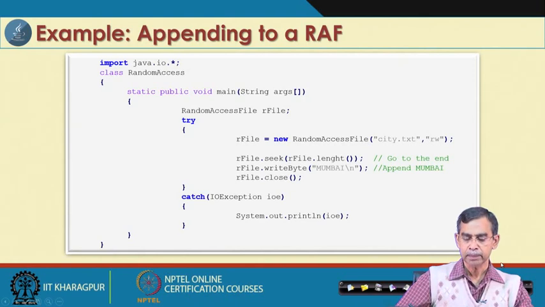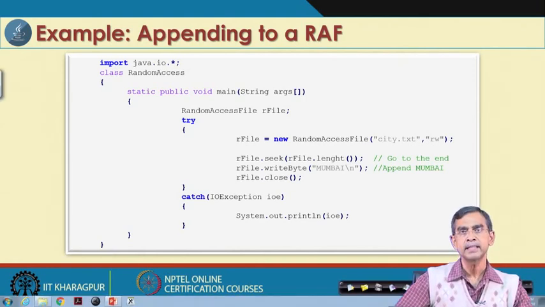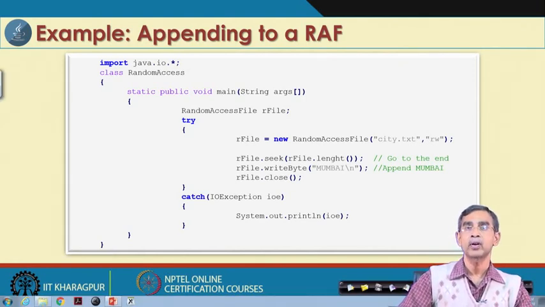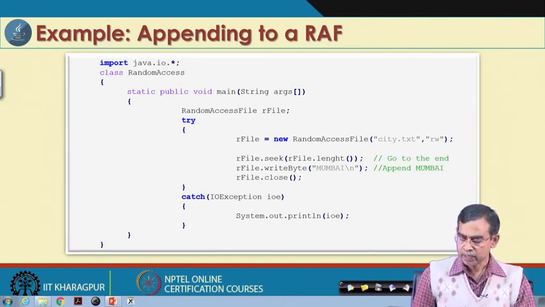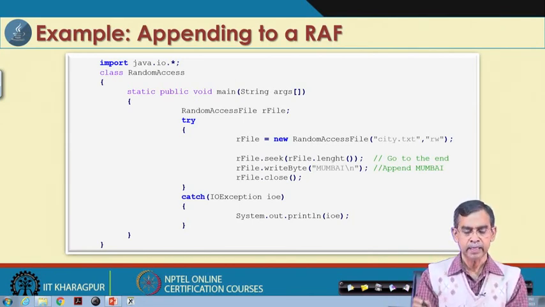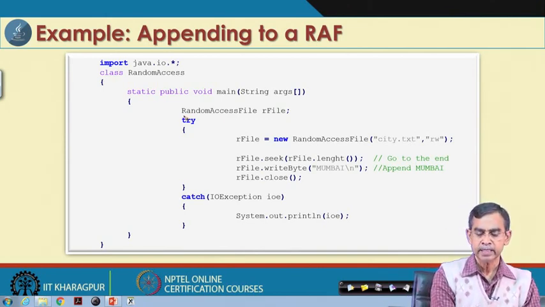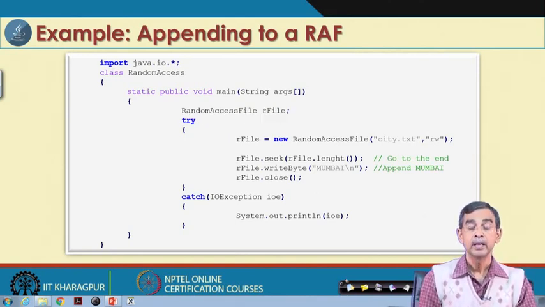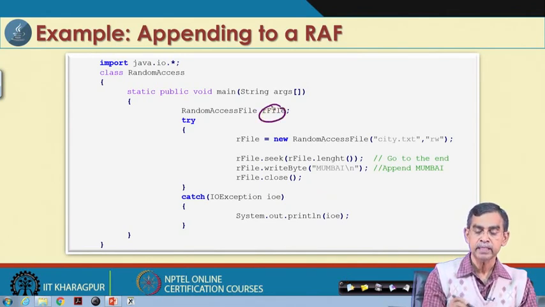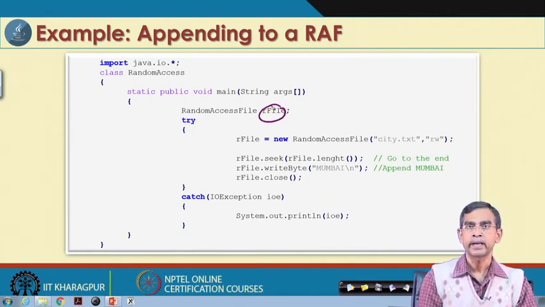And here is another example that you can see. It is just an example that it can also be used as a byte stream mechanism, and let us see the program here. Again I am creating one object, R file, of the type random access file in this program, and R file is the object to be operated using the random access file concept.